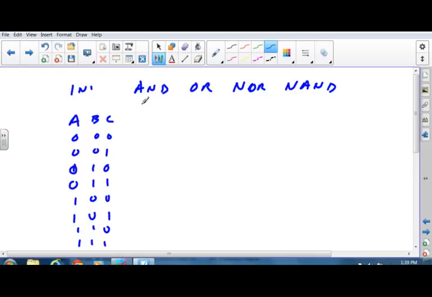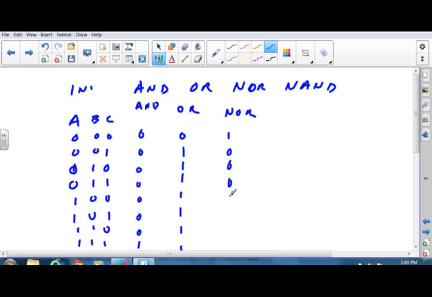So we have the AND: 0, 0, 0, 0, 0, 0, 0, 1. We have the OR: 0, 1, 1, 1, 1, 1, 1, 1. We have the NOR: 1, 0, 0, 0, 0, 0, 0. We have the NAND: 0, 0, 0, 0, 0, 0, 0, 1. Okay, so now we can have the Doug.